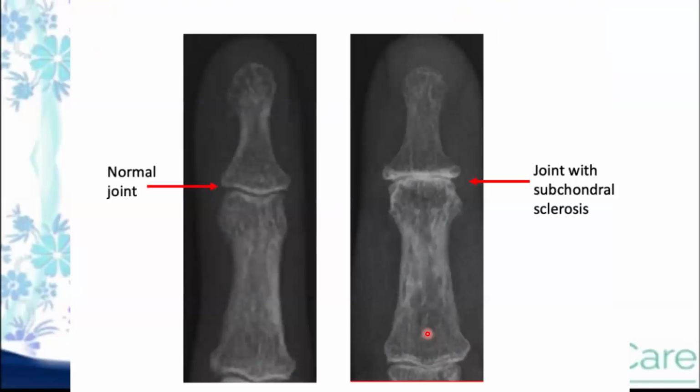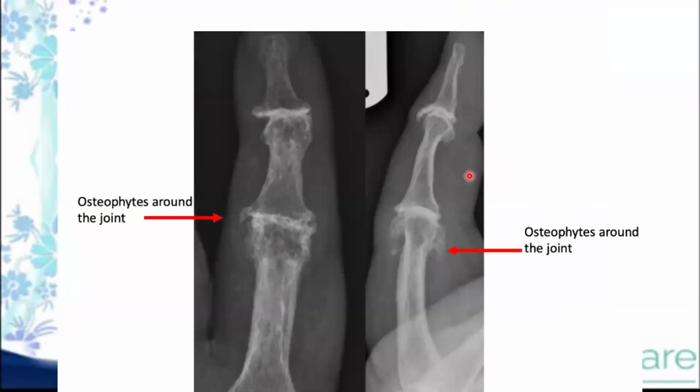This is a normal joint versus the subchondral sclerosis. So you can see the whitening here, just below the cartilage, right? Osteophytes in osteoarthritis. So I'm just showing you some x-rays so that when you get an x-ray, you're able to identify these things, right? So osteophytes.